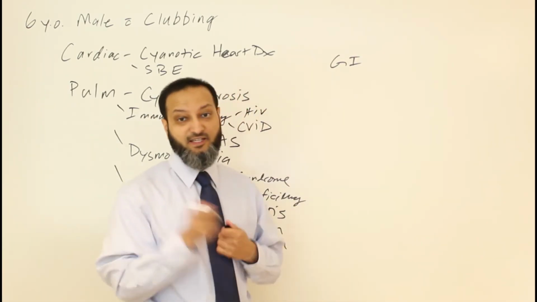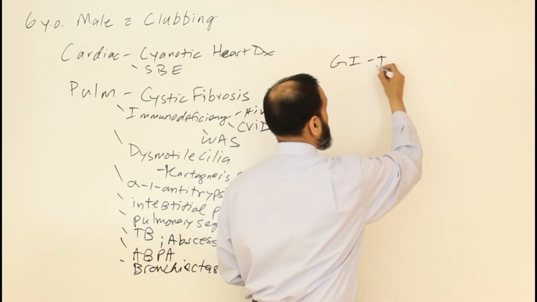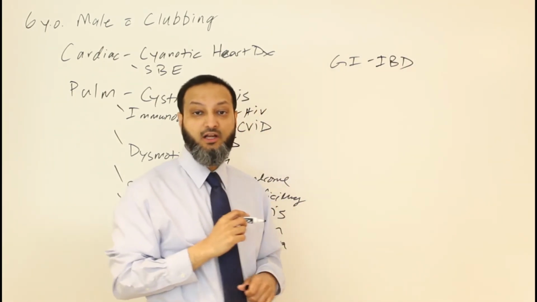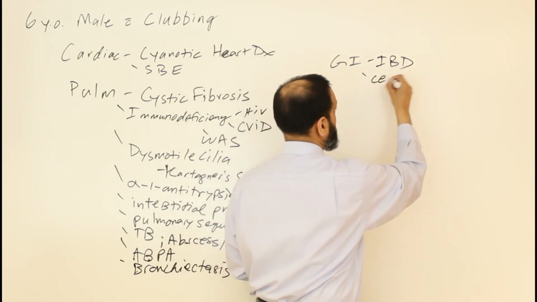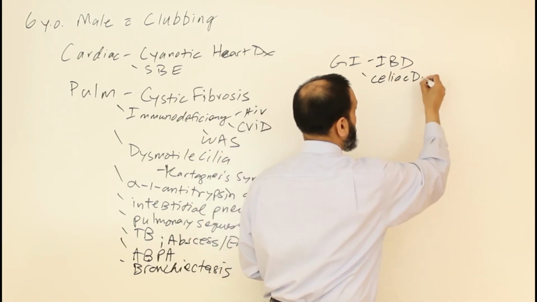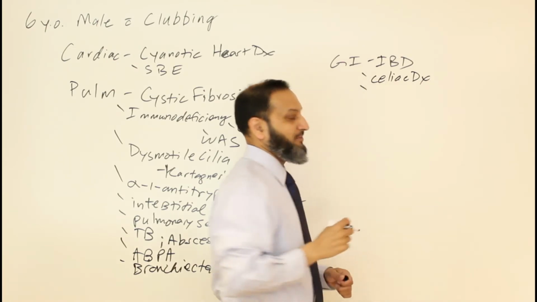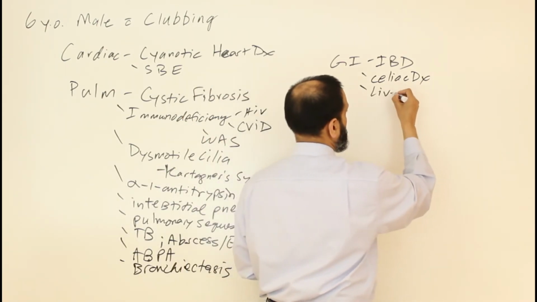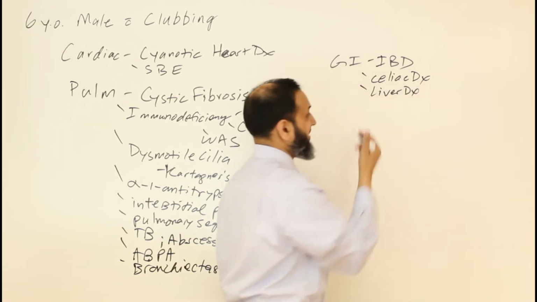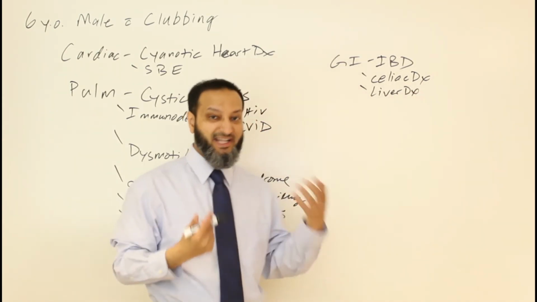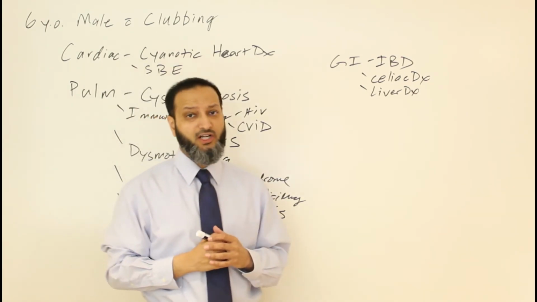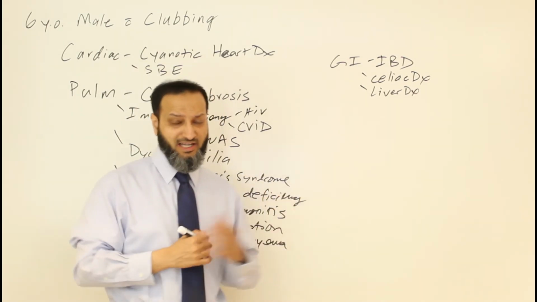So from a GI perspective, things like inflammatory bowel disease, because of the chronic inflammation, can actually give you clubbing as well, and even things like celiac disease can give you clubbing, and also any type of chronic liver disease can give you clubbing as well. So there are some GI things that you think about, and that's related to chronic inflammation, and that chronic inflammation can cause you to have the clubbing.